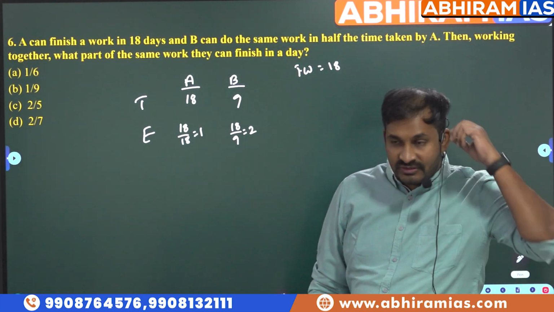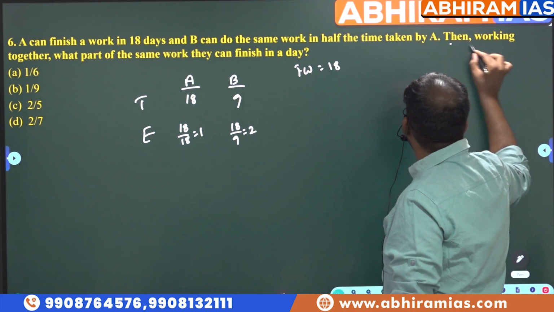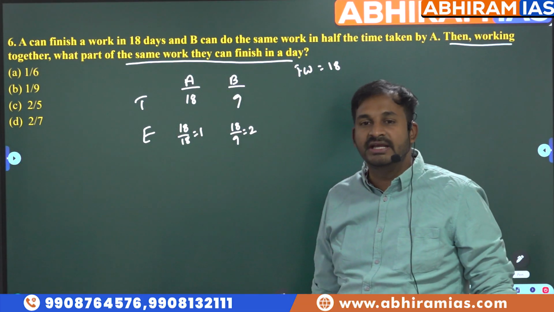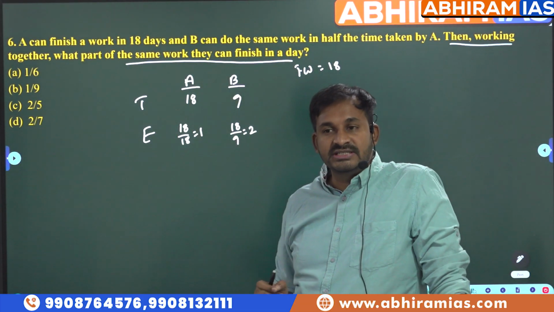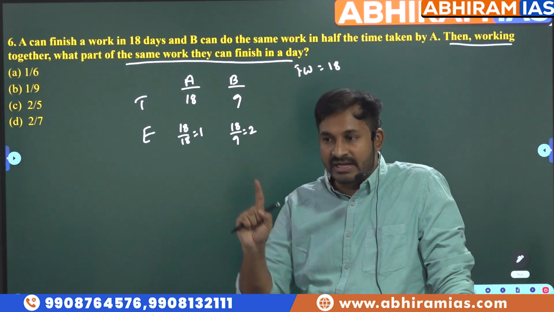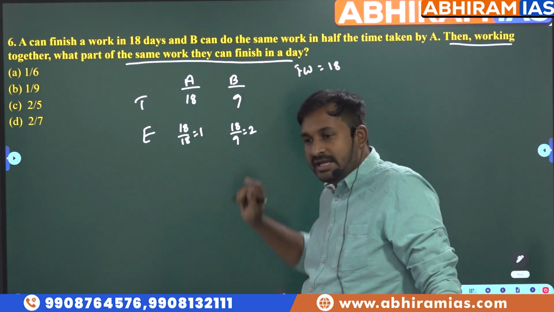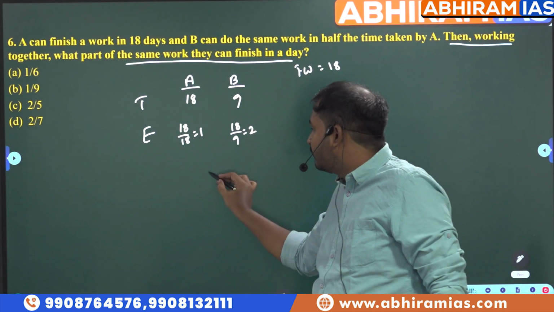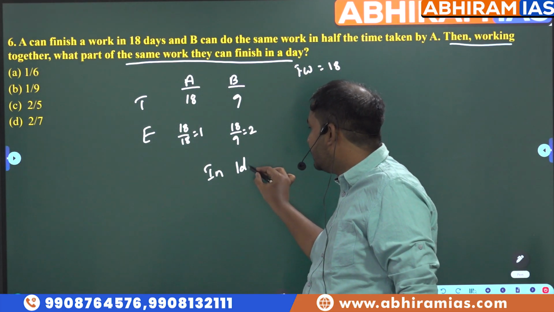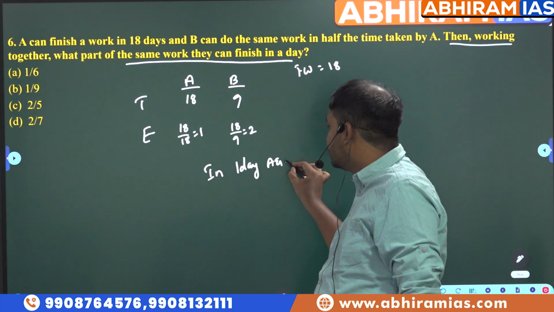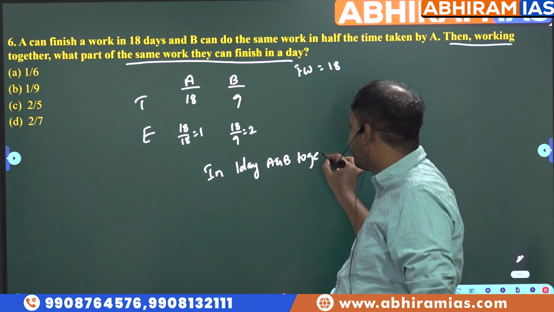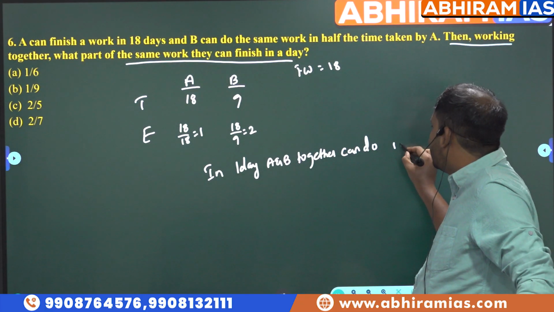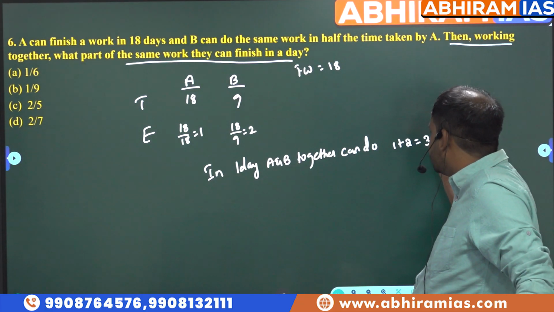Now please see here, students. The question is little bit different. Then working together, what part of the same work they can finish in a day? Just now we discussed efficiency is nothing but the work done by them in one day. That means in one day A can do one work, in one day B can do two work. So in one day A and B together can do how much work? 1 plus 2, that is equal to 3 work.